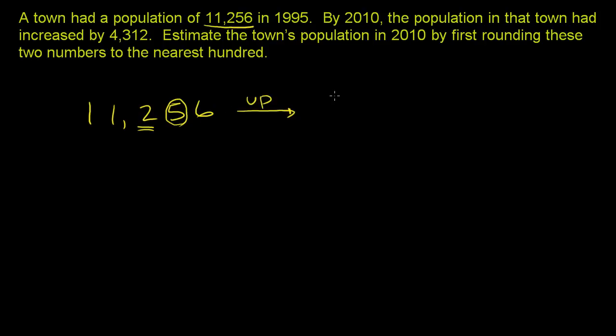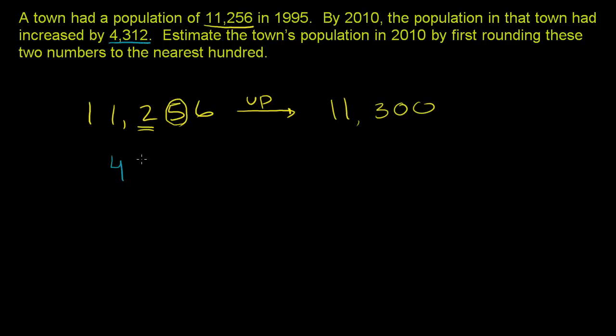So if you round up to the nearest hundred, you get 11,300. Instead of having 256, we're rounding up to 300. 300 is closer to 256 than 200 is. That's why we're rounding up to that. That's why it's to the nearest hundred.